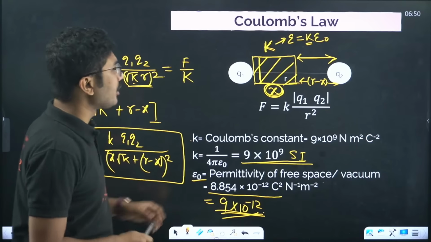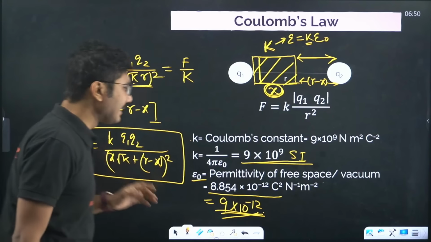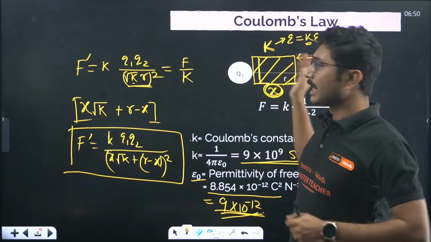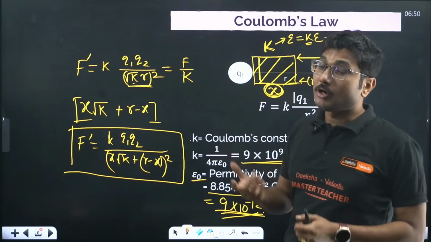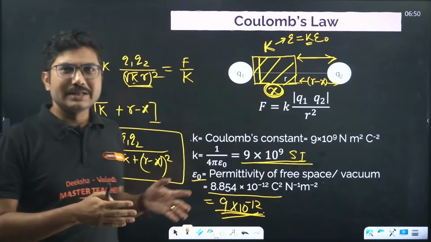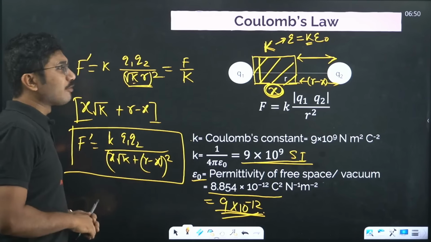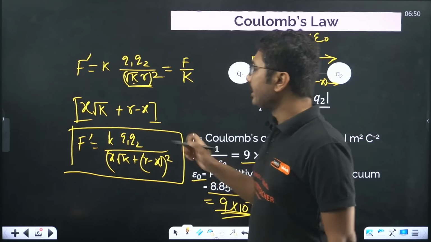Now in Coulomb's law, they will not directly give you the law, but they might say that we have inserted a slab between the charges. What will be the new force? The width of the slab will be given, half the distance, 1/4 of the distance. Remember that for that you have to calculate the equivalent length. How to calculate the equivalent length?